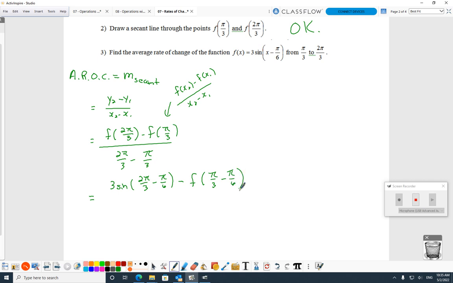I don't know why I wrote an F there. That's not right. I was supposed to write 3 sine. I got thinking about the next step and wrote the wrong thing there. 2 pi over 3 minus pi over 3.